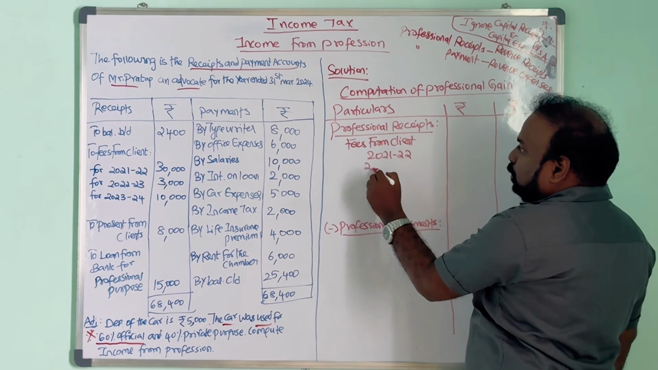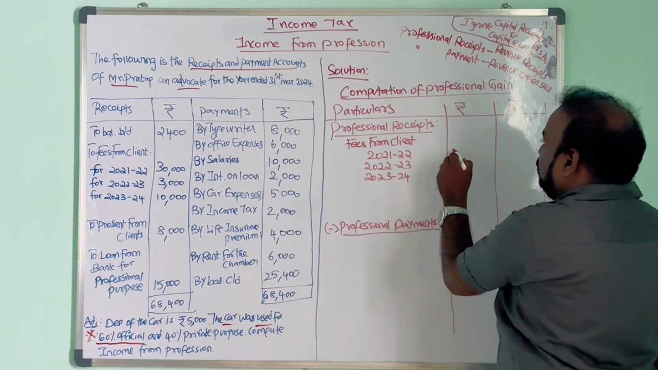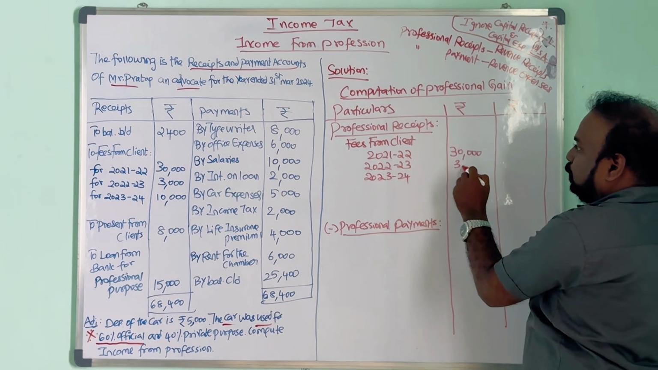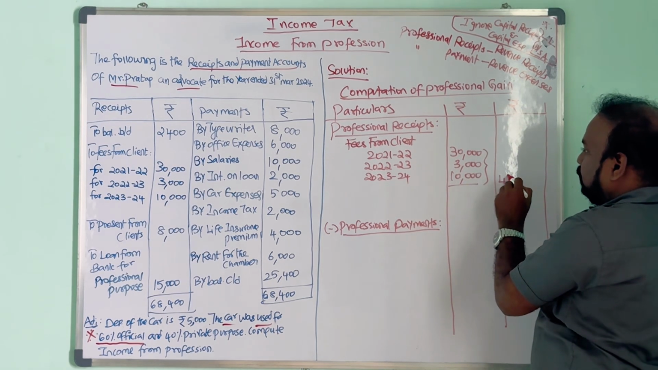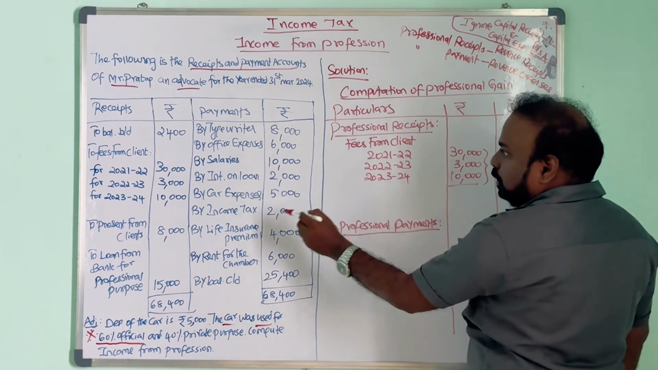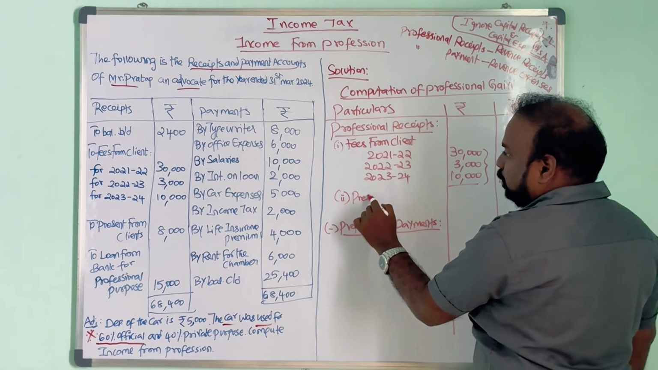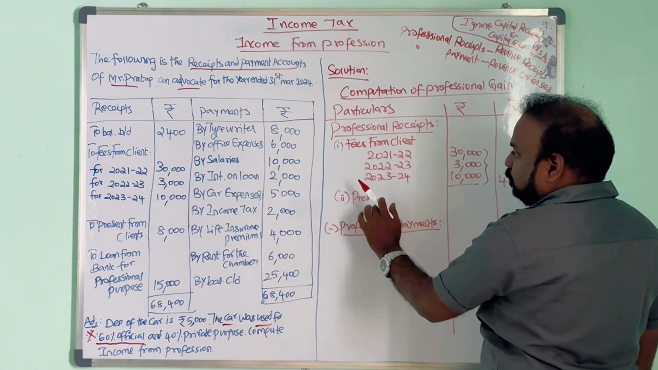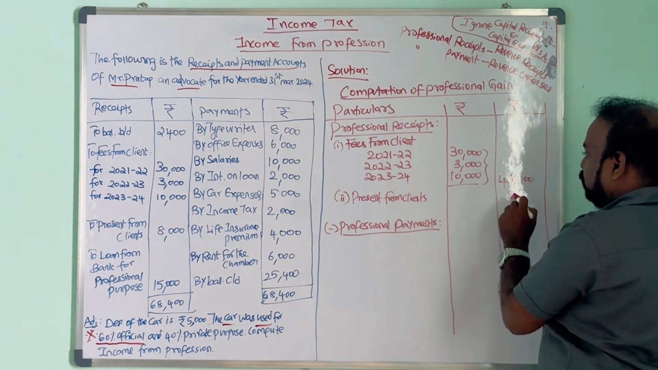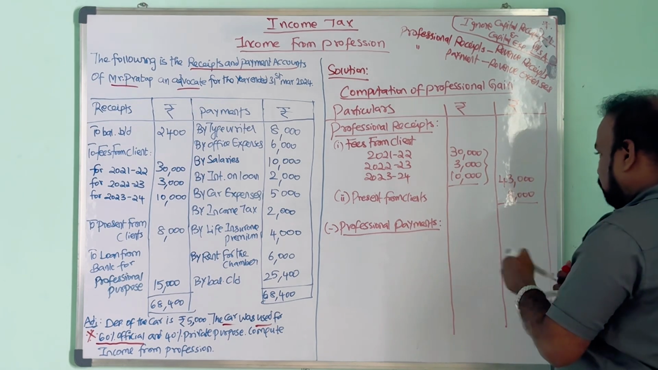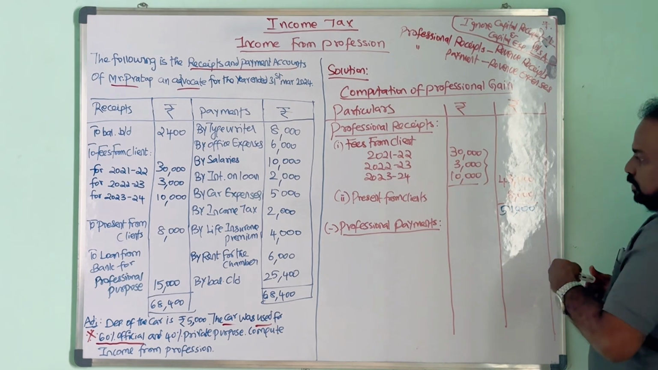21 to 22, 22 to 23, 23 to 24: 30,000, 3,000, 10,000. When you add, you are getting 43,000. Then the second one is present from clients, 8,000. When you add, you are getting 51,000 as professional receipt.